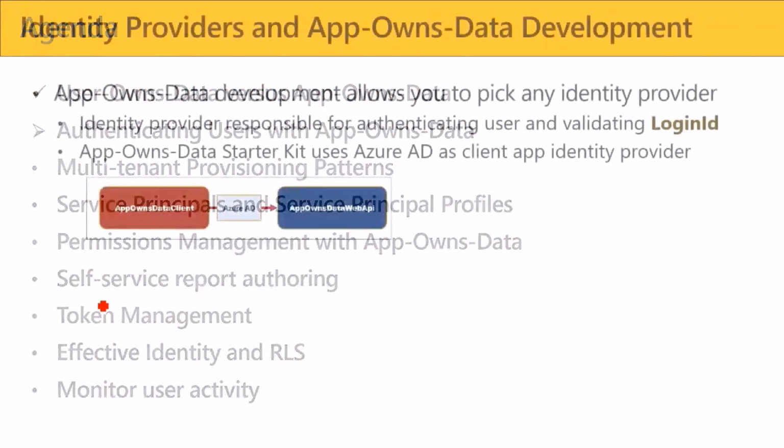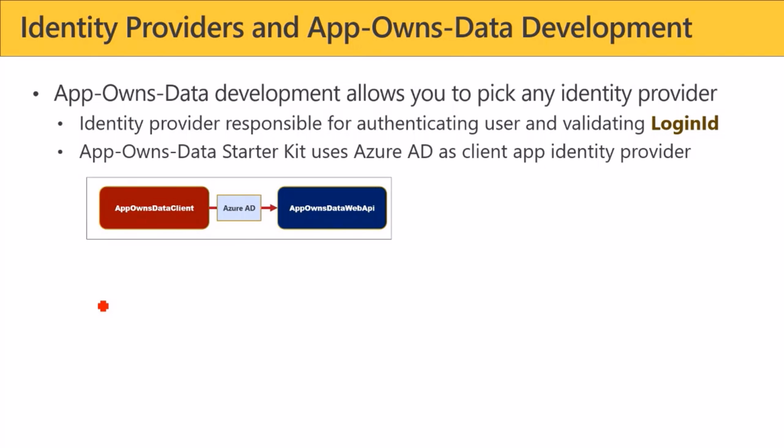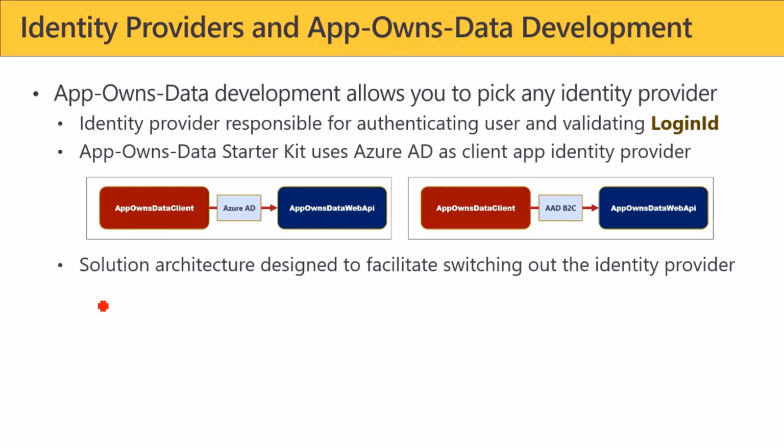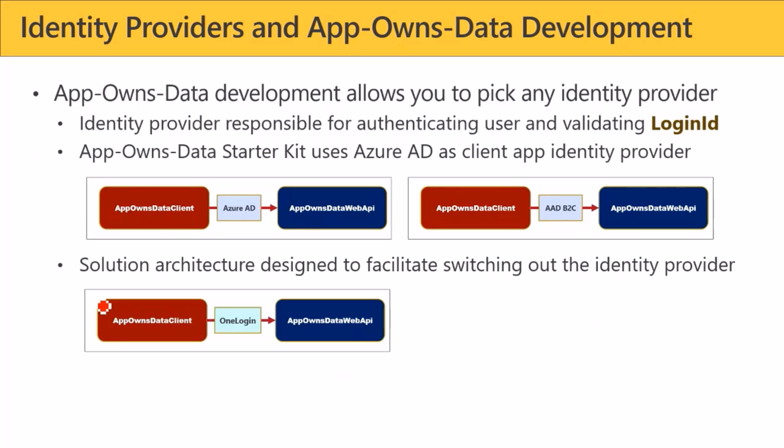Now, if we keep going here, which identity providers are you going to use? The ones that I did out of the box, first I did Azure AD because it's simple to get a demo up and running, but it's not real world for App Owns Data embedding because generally you want an identity provider with better reach, especially to consumers. So I did a second session showing Azure AD B2C, and that's what I'm going to be using in my demo. But note that with App Owns Data, you can plug in any identity provider that you want.